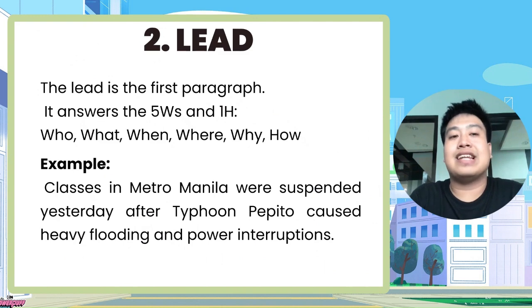Now let's go to the lead. The lead is the first paragraph. It answers the 5 W's and 1 H: the what, the who, the when, the where, the why, and the how. So for example, using the same headline, it says like this: "Classes in Metro Manila were suspended yesterday after Typhoon Pepito caused heavy flooding and power interruptions."